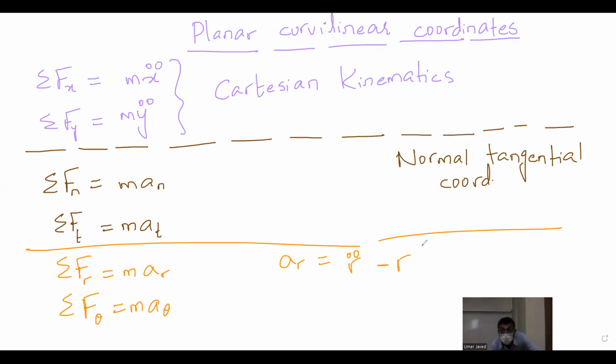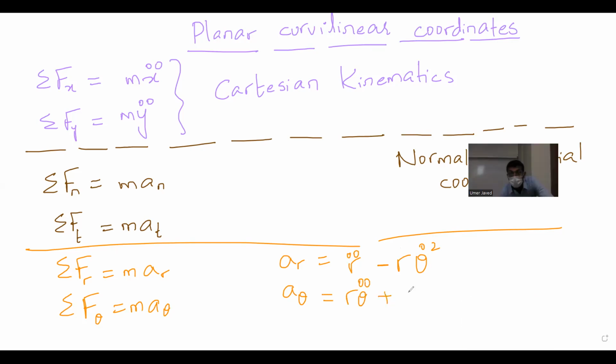So a_r is r double dot minus r theta dot square. And acceleration in the theta coordinate is r theta double dot plus 2 r dot theta dot. This is alpha. So it's Coriolis acceleration. Good. So you have to remember this, that the big acceleration formula that you studied, it had tangential acceleration r alpha, it had r omega square, that is normal acceleration component, it had Coriolis acceleration component, and it had the relative acceleration term, that is r double dot.